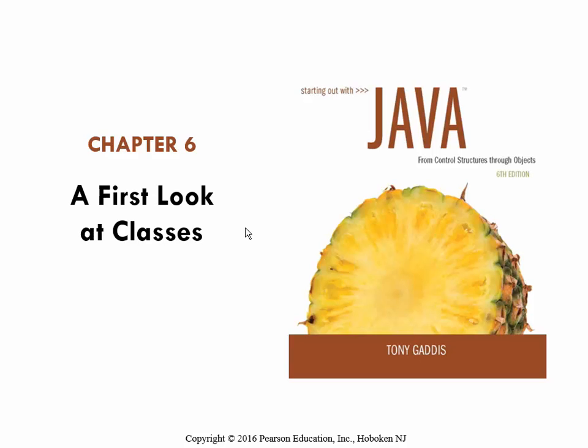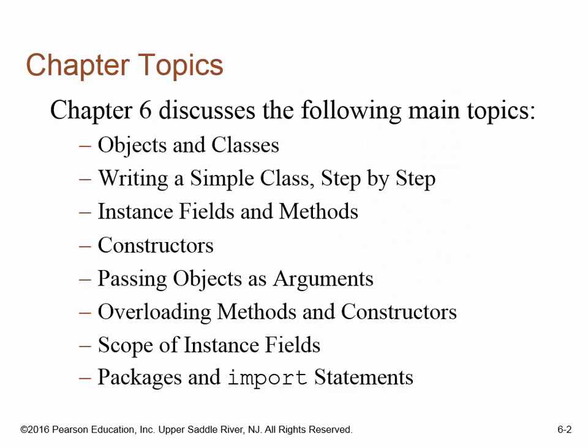Okay, so Chapter 6 is called A First Look at Classes. What we're going to do, which we haven't really done before, is look at objects and classes in much more depth and breadth of coverage, including writing a simple class that's going to figure out the area of a rectangle, the height times the width, and we'll do that step by step.